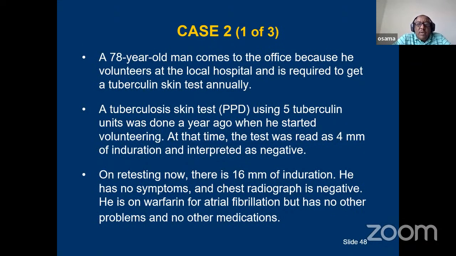A 78-year-old man comes to the office because he is volunteering at the local hospital and is required to get a tuberculin test annually. A PPD using 5 tuberculin units was done a year ago when he started volunteering. At that time, the test was read as 4 millimeters of induration and interpreted as negative. On retesting now, there is 16 millimeters of induration.